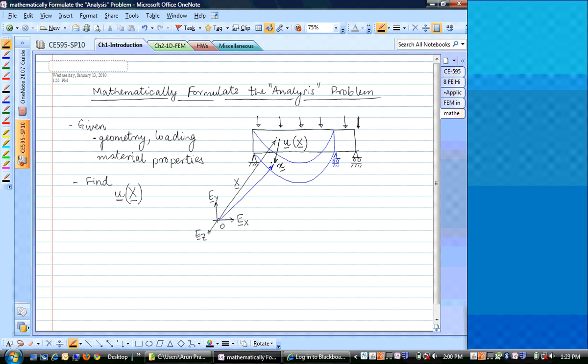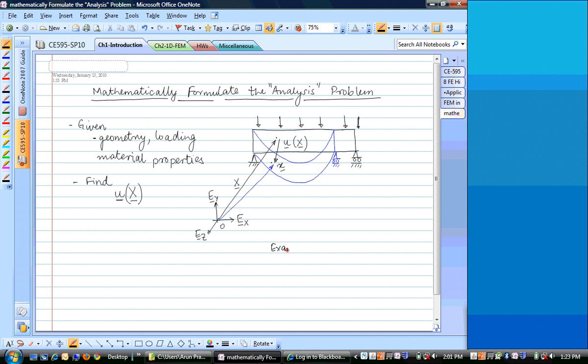To state the problem once again, if I give you a geometry, the loading, and the material properties of a structure, you have to be able to tell me the displacement u of each and every point everywhere in the beam. Where does this point X go after deformation?